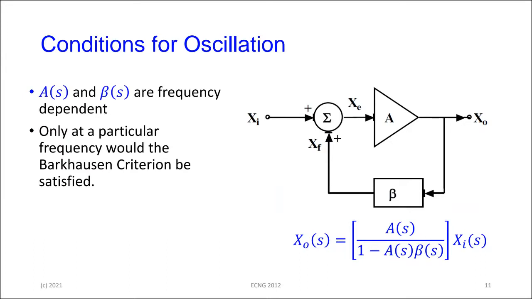And because, of course, A(s) and β(s) are frequency-dependent components, only at some particular frequency would the criteria be met that the magnitude of A(s)β(s) be equal to 1, and that the phase of the whole A(s)β(s) feedback, the loop gain, would also be a multiple of 2π. So at that point, we're getting our self-sustaining output, but happening at a particular frequency.